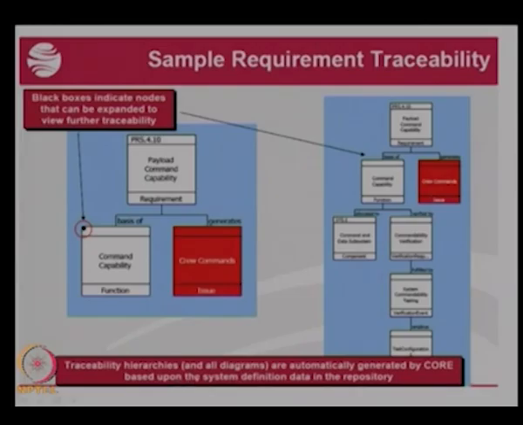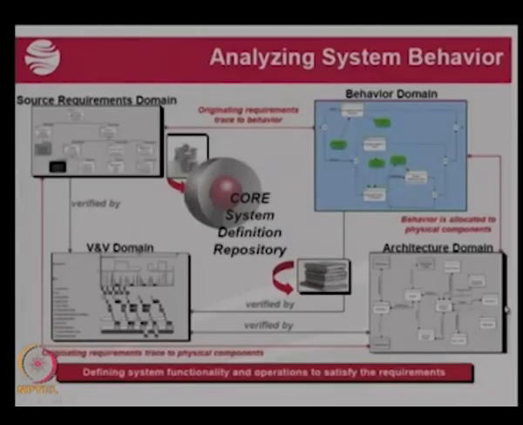So the traceability hierarchies are automatically generated by CORE based upon the system definition data in the repository. This will always be automatically generated, so you do not need to prepare all these things. Once you give the links while preparing the repository, if you link all these requirements, this traceability will be generated automatically. So it is easy to go into the details of a requirement and find out the origin of that particular requirement.